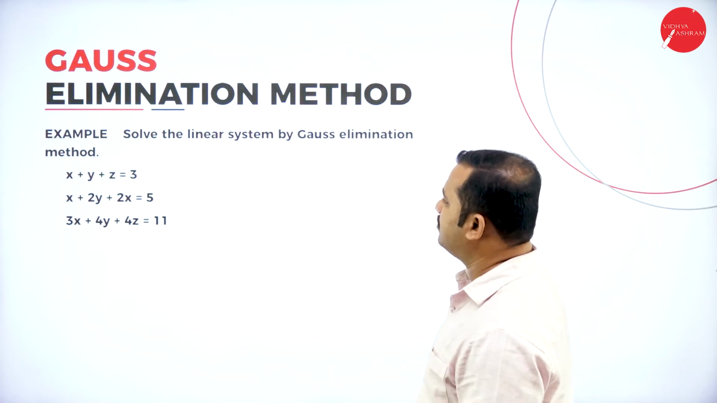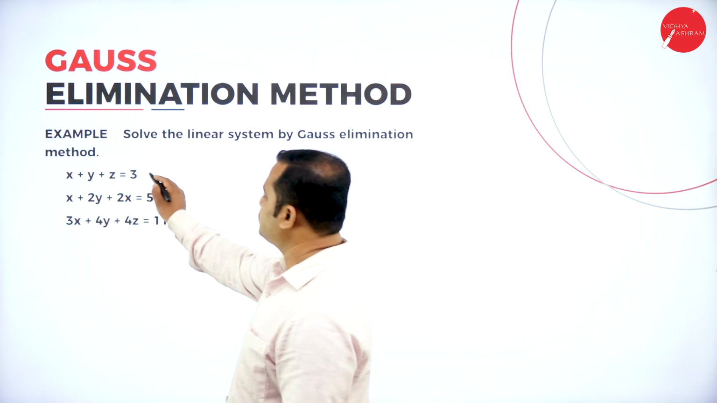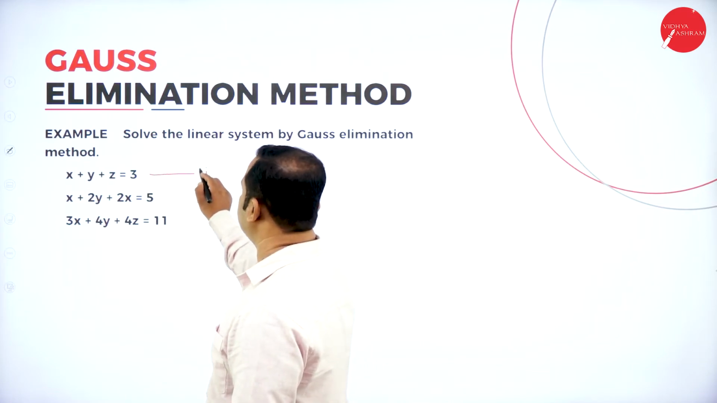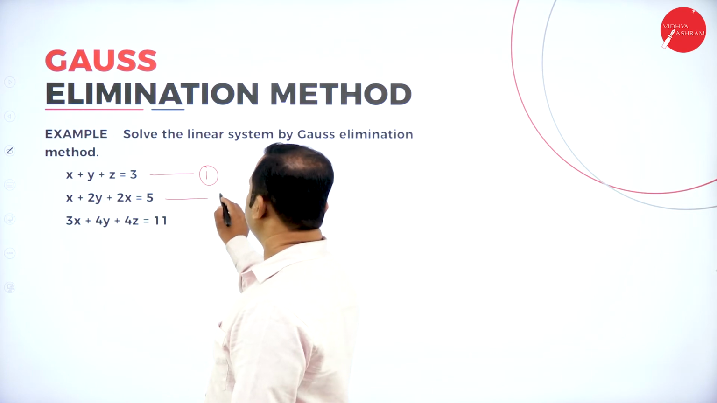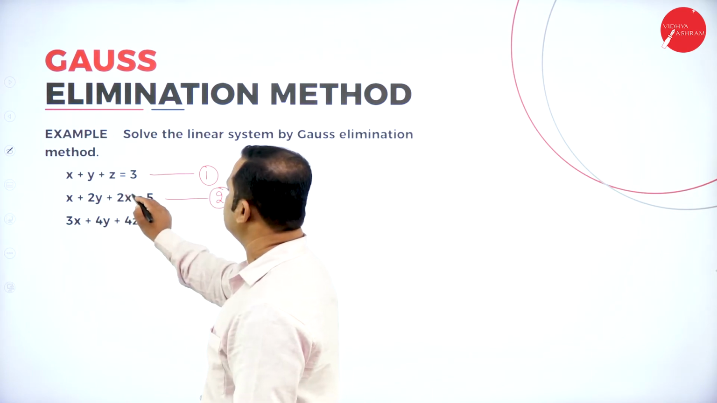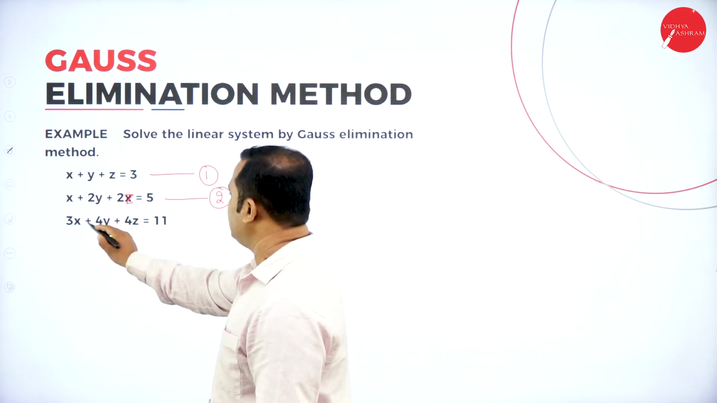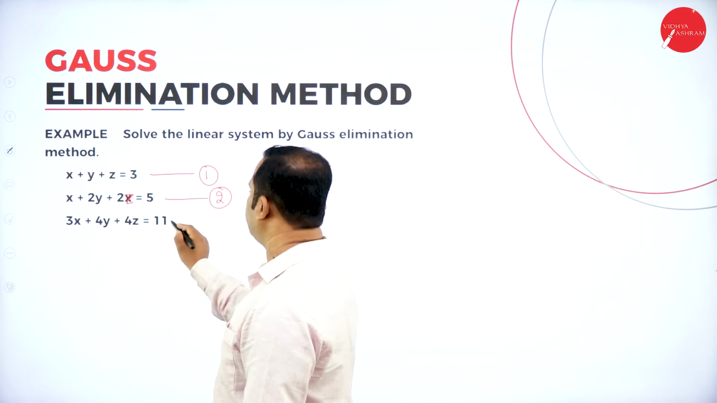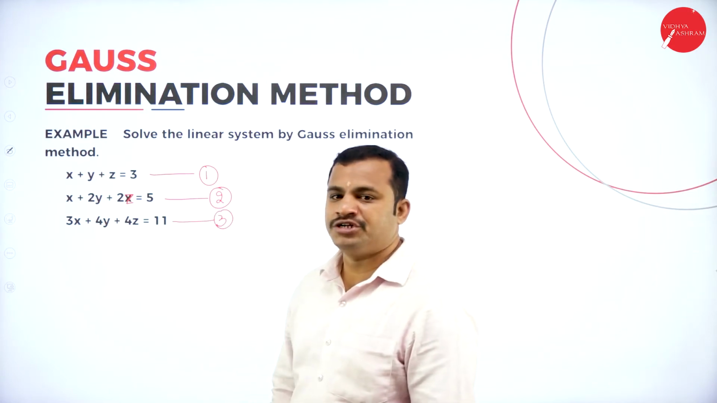We have the first equation, that is x plus y plus z is equal to 3, which is the first equation. X plus 2y plus 2z is equal to 5, which is the second equation. The third equation is 3x plus 4y plus 4z is equal to 11. Let me call this as a third equation.